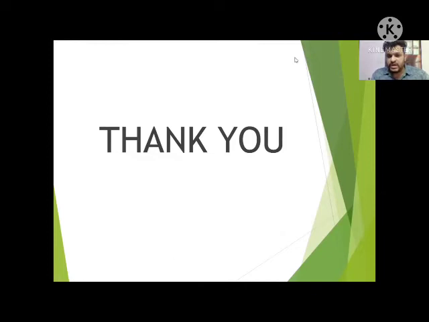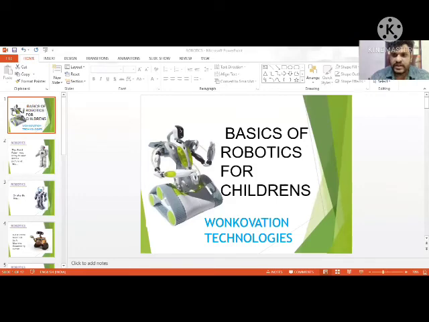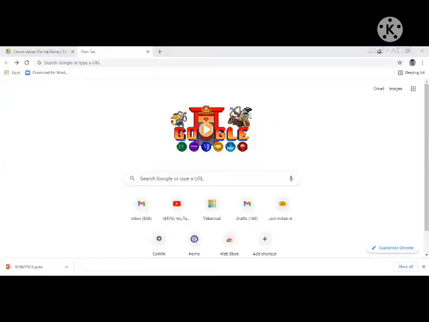Now let us see some examples. I will show you basic examples to start with about the robot. Hi children, you can see that we are doing a basic exercise about the basics of electronics and the robot.